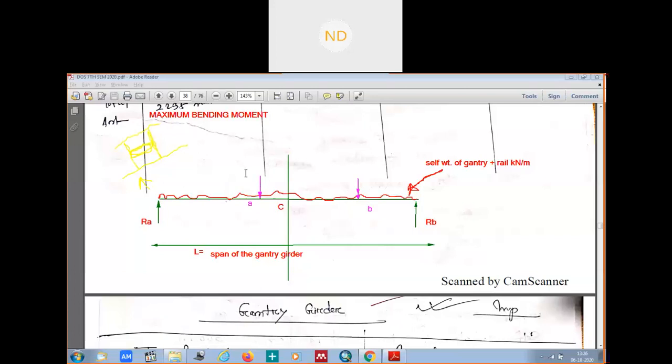We had calculated the RC, so this is your RC by 2. We know each wheel is carrying half of the maximum reaction, RC by 2. So here one RC by 2, RC by 2. This is the center of the gantry girder. Fine. We have the UDL here. Now this is the wheelbase.